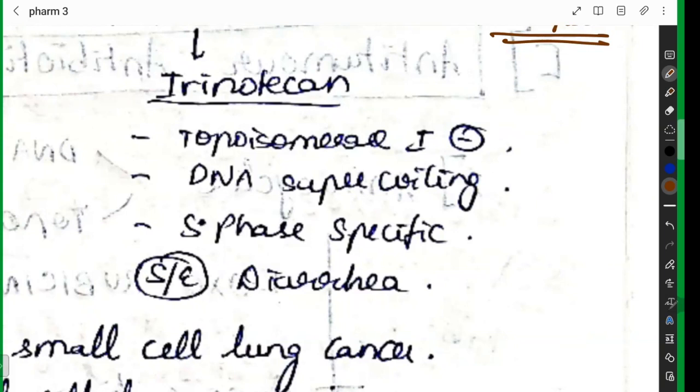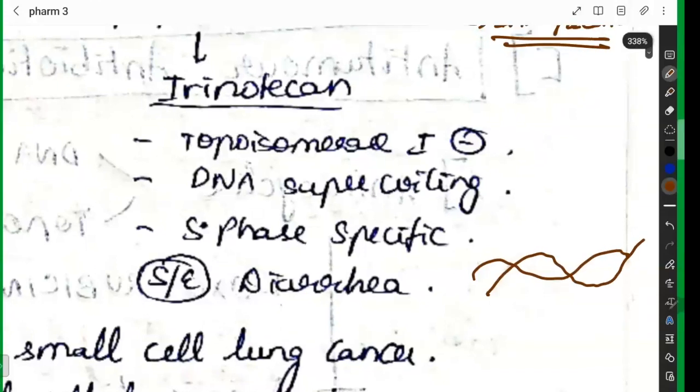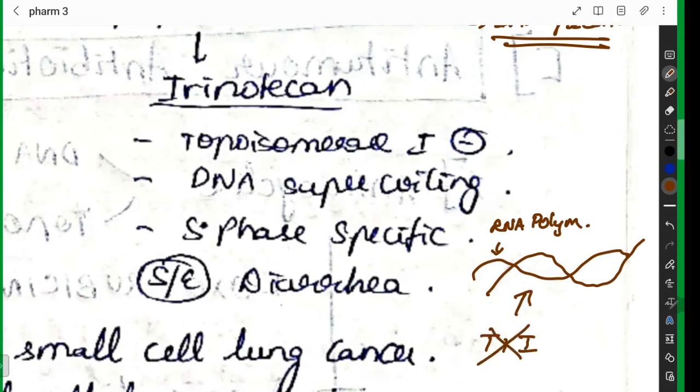So now this DNA supercoiling remover is going to be topoisomerase 1. So what is supercoiling? You have your DNA like this, isn't it? But if it is going to be like this, how is your mRNA formed? How can your RNA polymerase produce mRNA? For that, it is going to remove this coiling. How does it remove the coiling? By the use of topoisomerase 1. Now, what you're going to do? You're going to inhibit this topoisomerase 1.